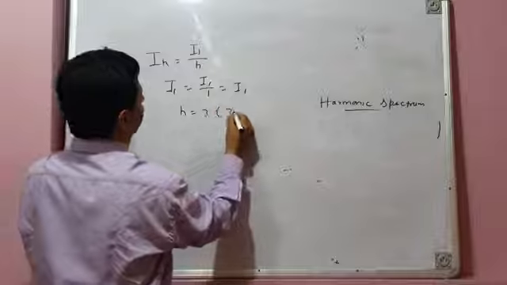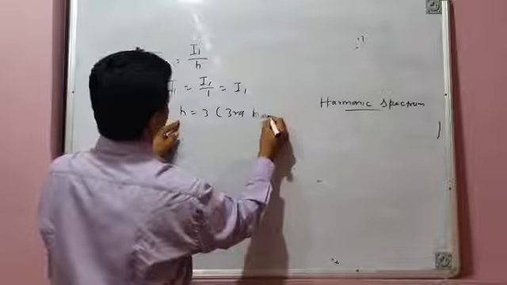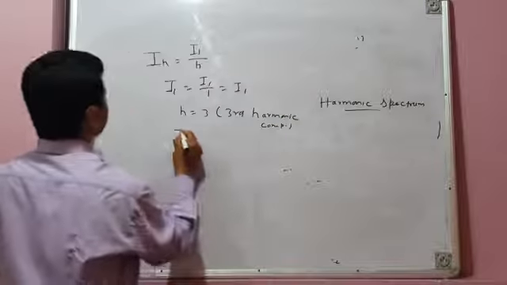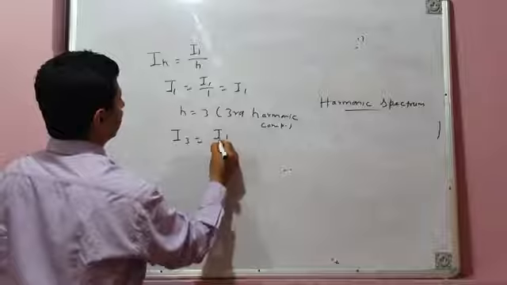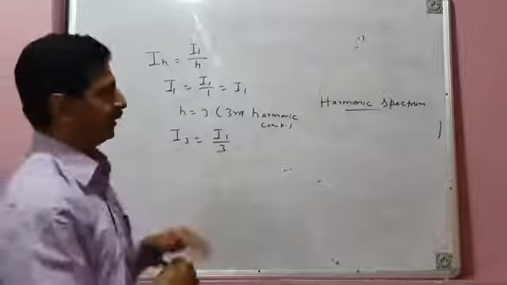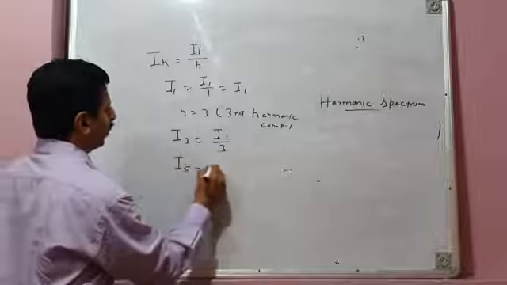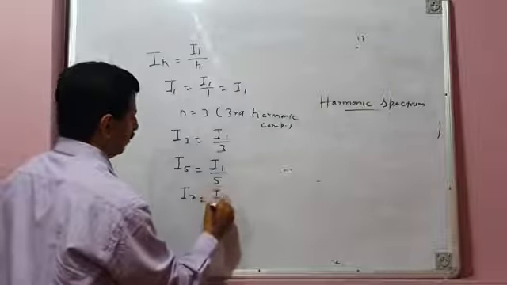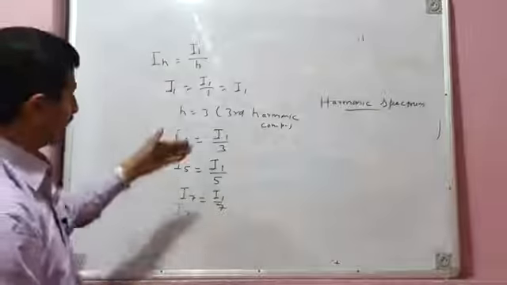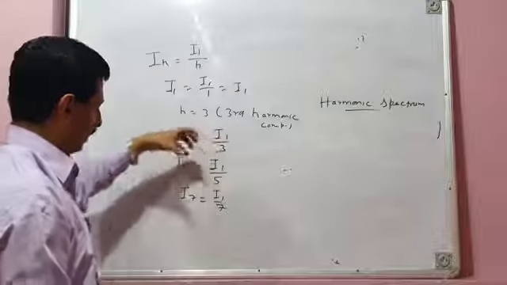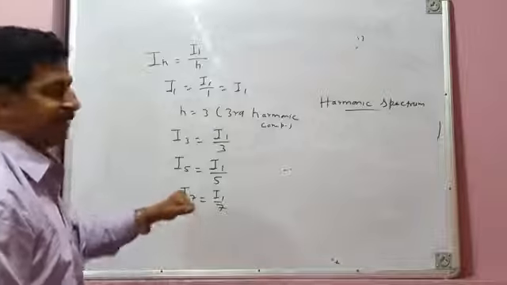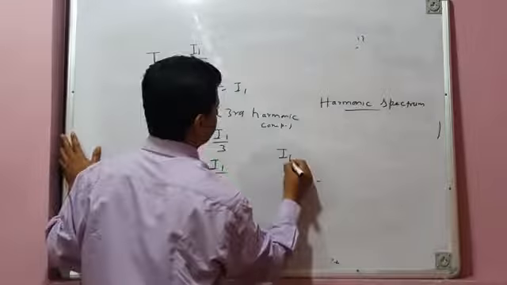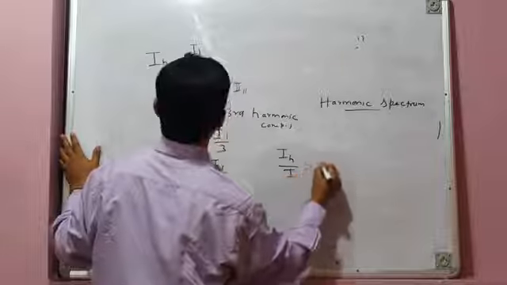If there is a third harmonic component, what is the harmonic order? H is equal to 3. So what is the magnitude of the third harmonic component? It will be the magnitude of the fundamental component divided by 3. Similarly, the magnitude of the fifth harmonic component will be I1 by 5, the seventh harmonic component will be I1 by 7, and so on. So as the order of harmonic increases, the amplitude of harmonic currents decreases. So IH is equal to I1 by H. So I can write IH by I1 is equal to 1 by H.